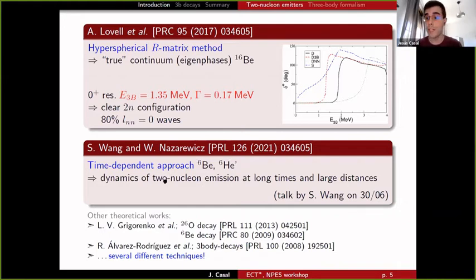Then we have also this very nice and interesting work by Simin Wang and Vitek Nazarevich that we had the chance to learn about yesterday, using a time-dependent approach for the decay of beryllium-16 and helium-6. In a sense, my calculations lie in between these two, because we use these 3-body methods, but I also use a kind of time-dependent evolution. And there are many other works like those by Grigorenko. These are only a couple of examples. And there are also works by other groups on three-body decays. In general, all these works use very different techniques. So the way I see it, the problem is very open for discussion.